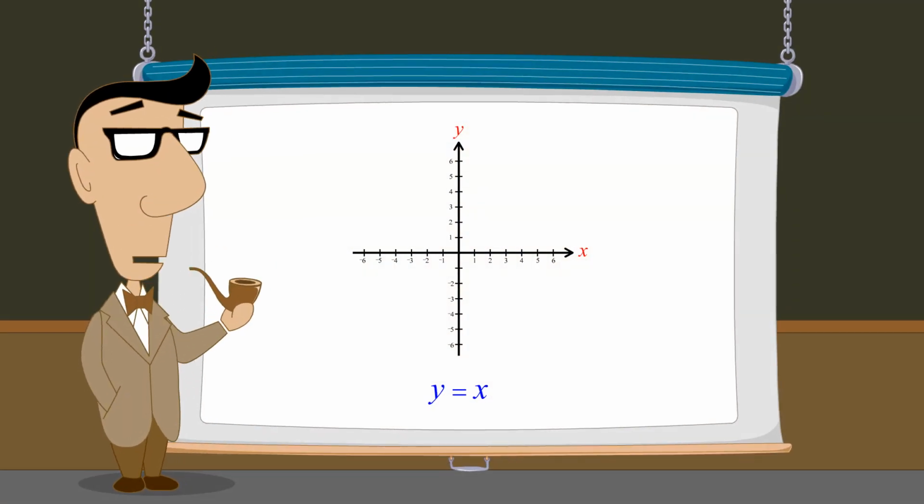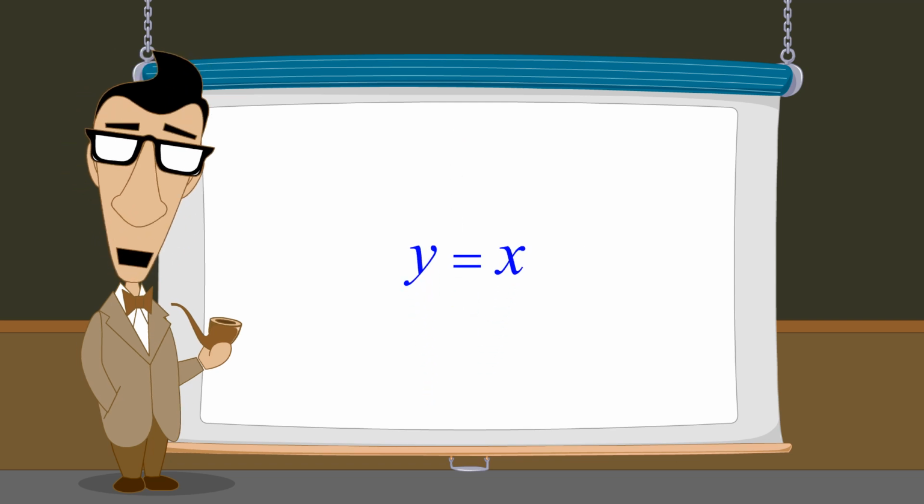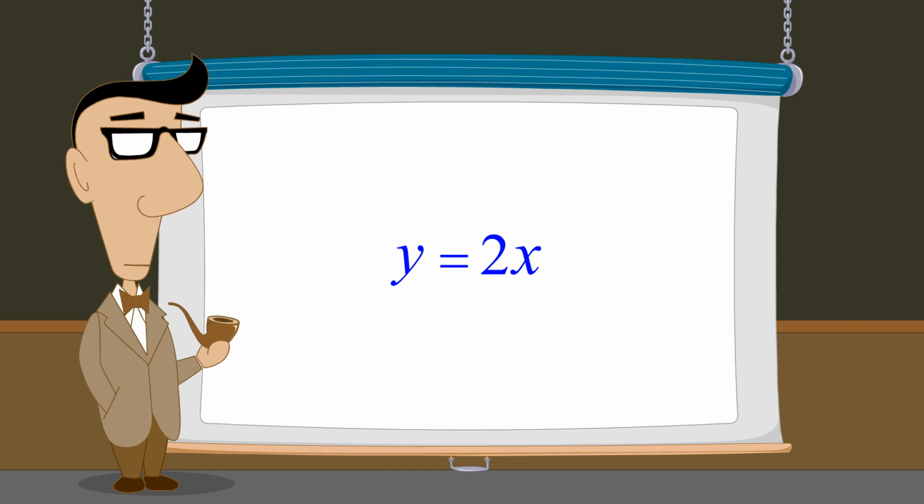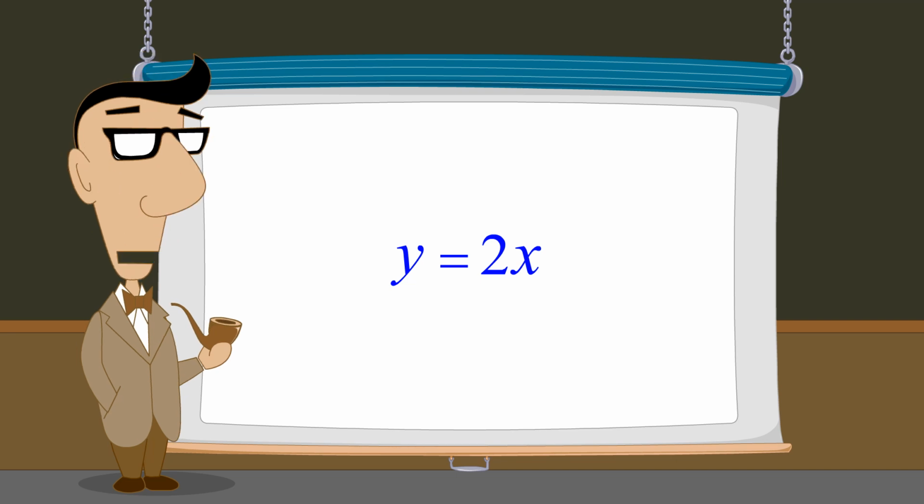Now, instead of the equation y equals x, let's see what graph is created by the equation y equals 2x. In this equation, the variable x is multiplied by the constant 2. A constant multiplier of a variable is called the coefficient of the variable. In this equation, 2 is the coefficient of the variable x.